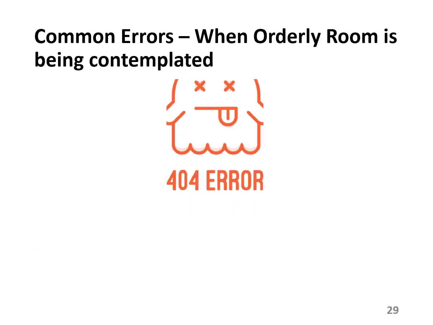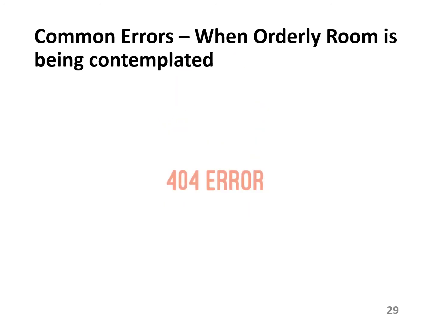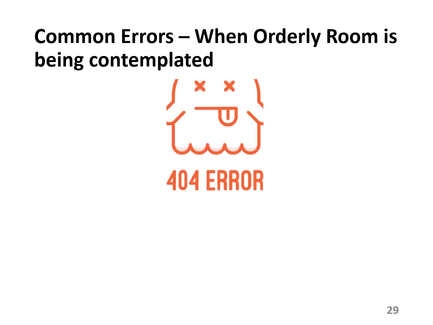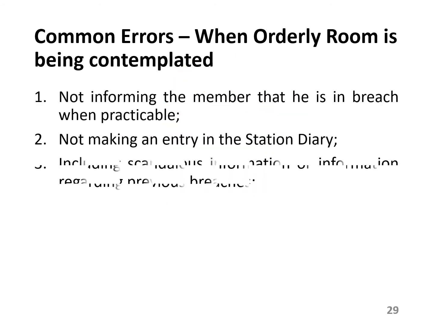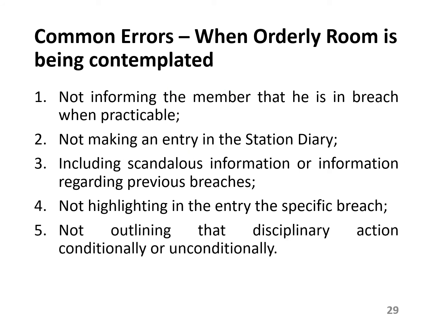Before we look at your entry, we are going to examine some of the common errors when orderly room is being contemplated. Number one, not informing the member that he is in breach. And of course, this is whenever it is practicable. There are some instances when the member has not reported for duty at all, and you need to make an entry. In those situations, when you have not yet seen the member, then you would make the entry before the member is informed of the breach.